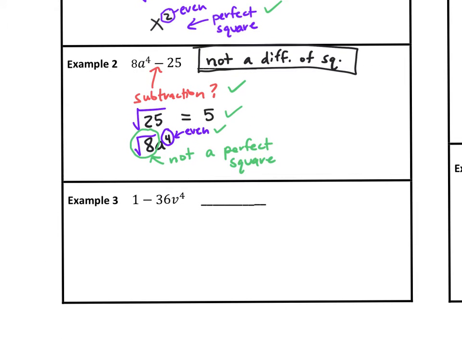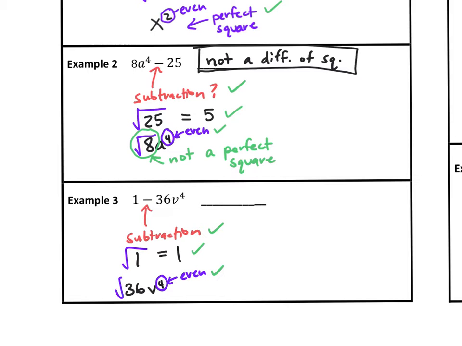Okay, next thing, is there subtraction going on? Yes. I have a 1. Can I take the square root of 1 and get a whole number? Yes. And then I have 36v to the fourth. The exponent is even, so that's a perfect square.